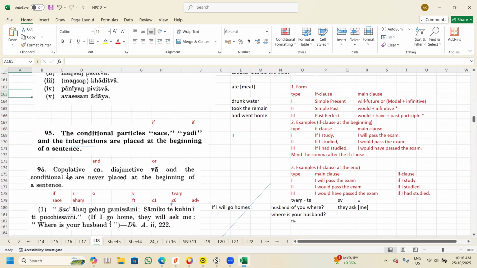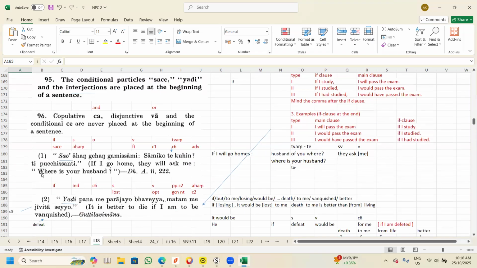This is a copulative. Copulative means it's "and". Disjunctive means "or". And the conditional, ce, is also conditional. These are never placed at the beginning. Not at the beginning. But sometimes you will see "and how". It's not exactly in front, but it is something like that.